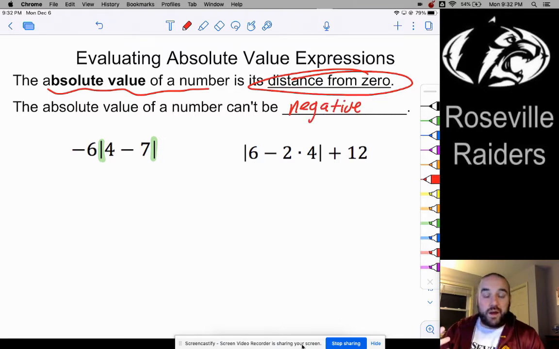I live 22 miles from Roseville Area High School. If I drive 22 miles to get to school, driving home isn't negative 22 miles, right? Just because I'm going the opposite direction, it doesn't mean the distance is opposite. It's still positive 22 no matter what. So the idea of absolute value being a distance means it has to always produce a positive number.